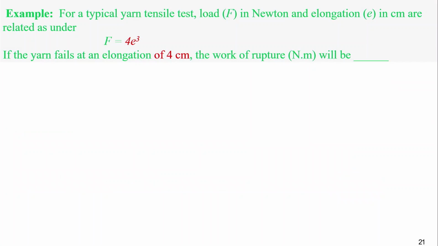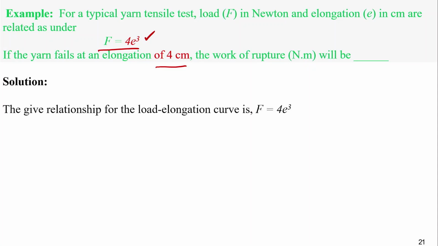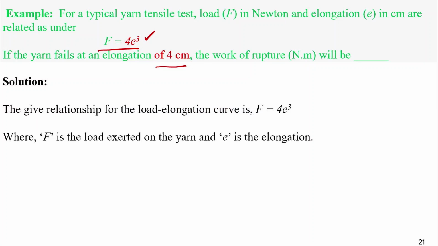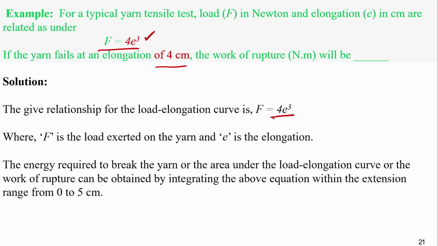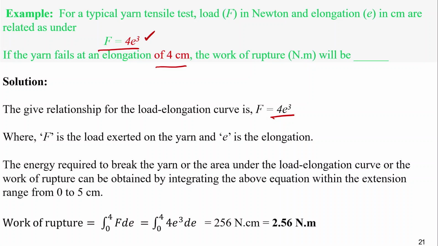So, the next numerical is also similar. Here the function is given, F equal to 4E to the power 3, and the yarn fails at the elongation of 4 centimeter. So, we will take the range from 0 to 4 and first integrate this function. Integrating, we will get 4E to the power 4 by 4. So, we get 256 Newton centimeter and that is 2.56 Newton meter. So, we can go on doing this type of numerical. If we have a different function, we can just simply integrate within that range.